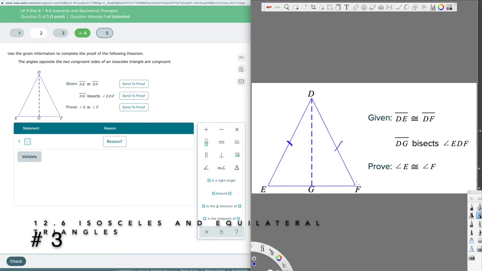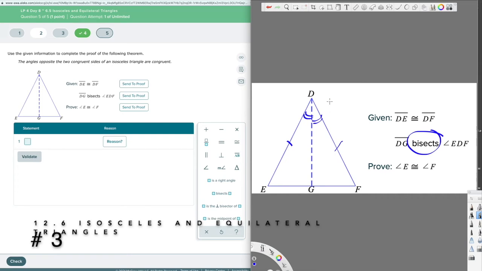We're also given that DG, this dotted line, bisects angle EDF. So I'm going to have to define that word bisect. What does it actually mean for my diagram? When it bisects something, and in this case it's bisecting an angle, it means it's cutting it in half. So if it's cutting in half, these two pieces will be the same. It's two equal pieces. That's what half means. So I know that's what that means.